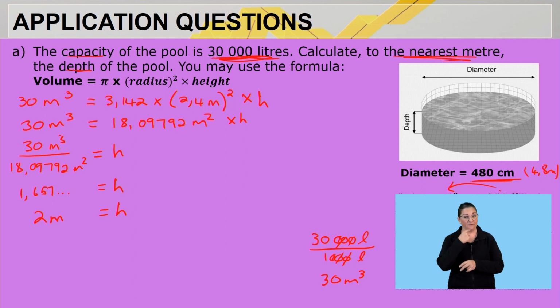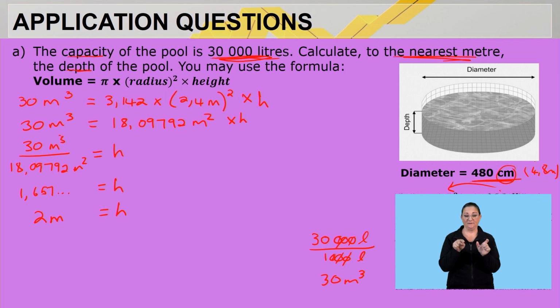Let me quickly recap. I converted the 30,000 liters from a liquid state to a solid state by dividing 30,000 by 1,000, right? That gave me 30 cubic meters. I also noted that diameter is given in centimeters.